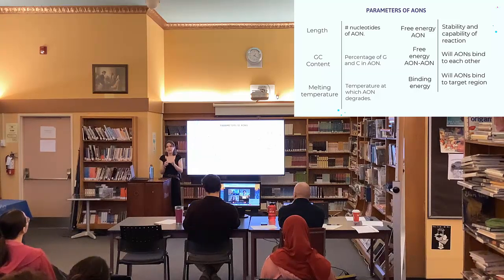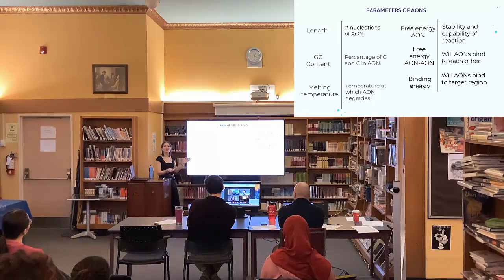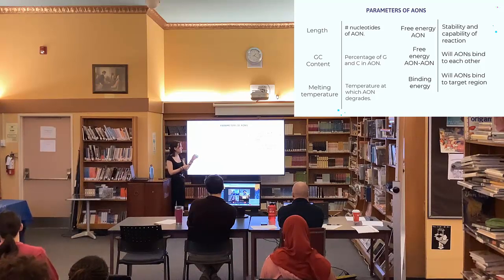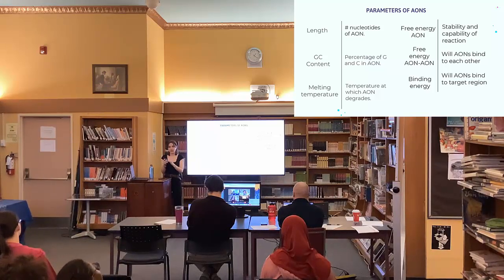So when designing the AONs, we need to take into account certain unchanging parameters. These are the length, the number of nucleotides that composes the AON, the GC content, how much guanine and cytosine the AON has, the melting temperature, the temperature at which the molecule degrades in our body. Then the free energy just looks at the stability and capability of reaction of that AON. The free energy of the AON-AON complex looks at whether these molecules will bind to themselves. And then the binding energy determines whether our AON is fit to target our target sequence.